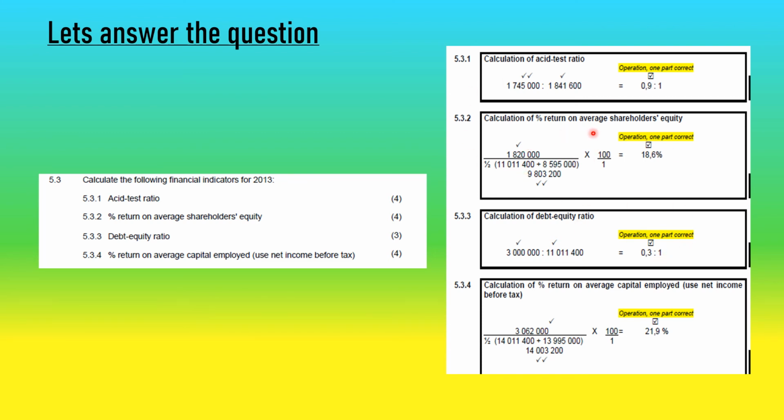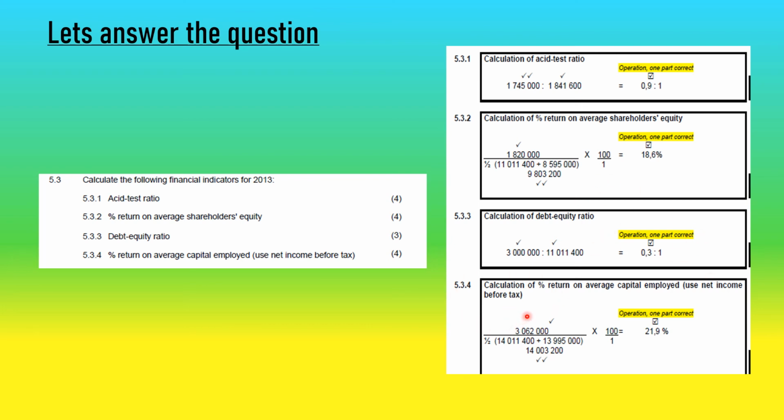The calculation of your percentage return on your average shareholders equity is basically your return, which is your profit, over your shareholders equity. And remember, it's average, so you can just multiply it by half and multiply it by 100 to get a percentage format. Debt equity ratio is the same thing: your non-current liabilities to your equity. Remember, it's non-current because your asset test ratio, or your current ratio, will determine your current assets to current liabilities. You want to know with your long-term loans in this ratio.